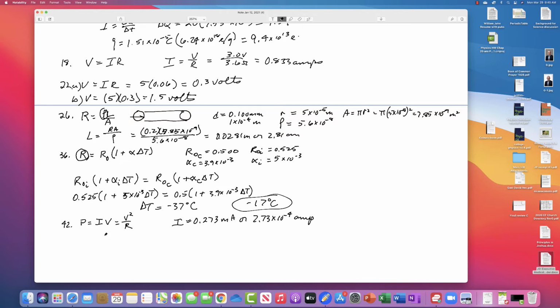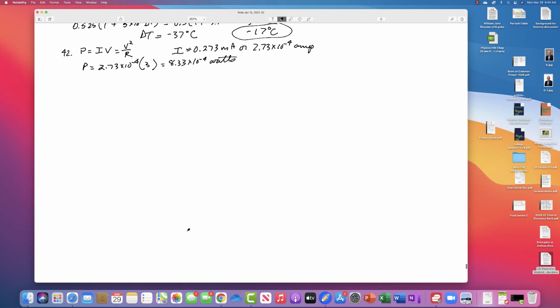And V is 3 volts, so P is going to equal 2.73 times 10 to the minus 4 times 3 volts, and the answer to that is 8.33 times 10 to the minus 4 watts of power. Okay, moving on to number 59.